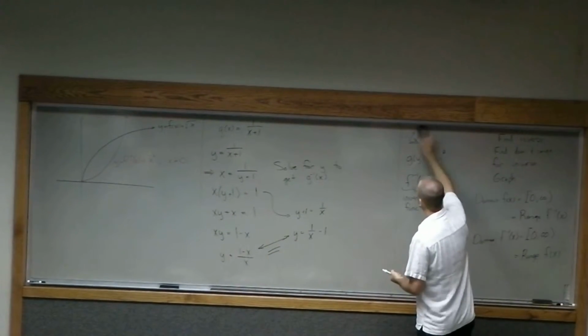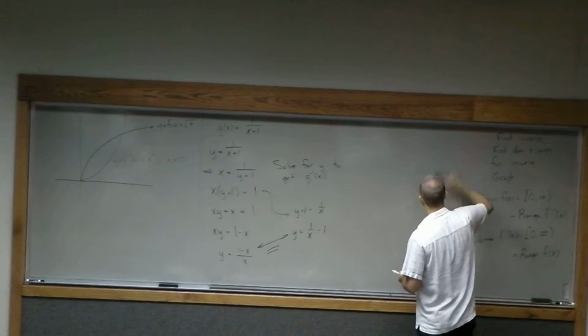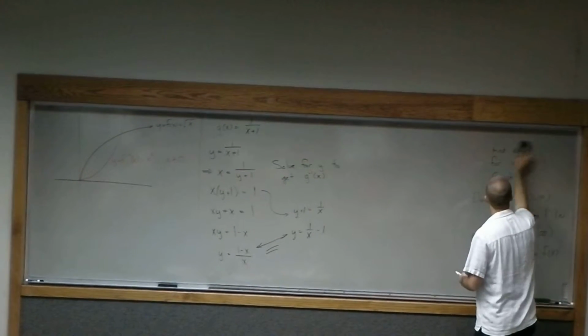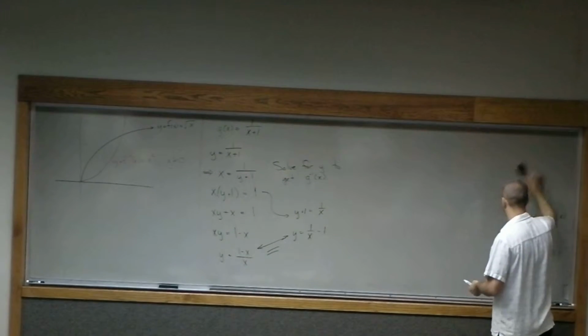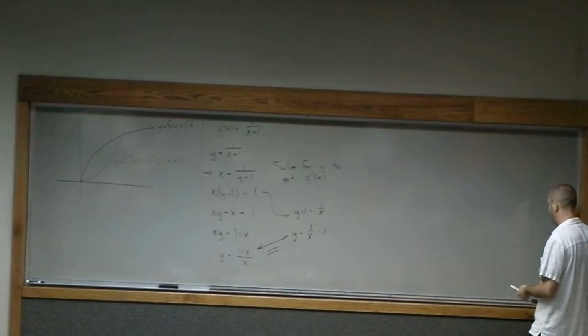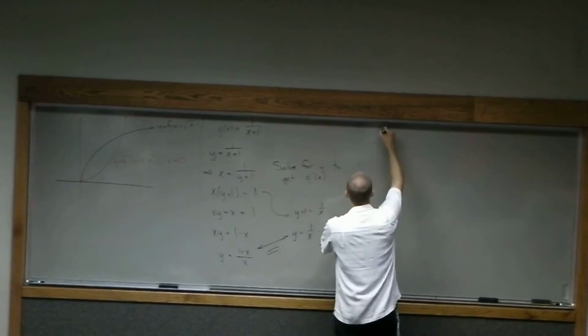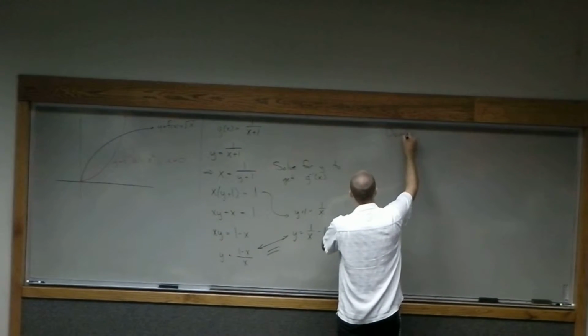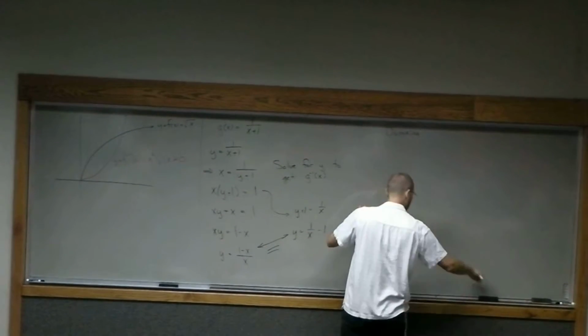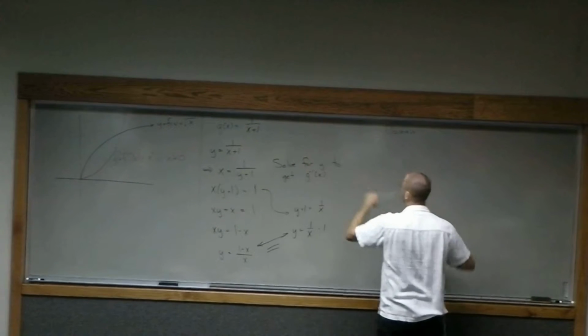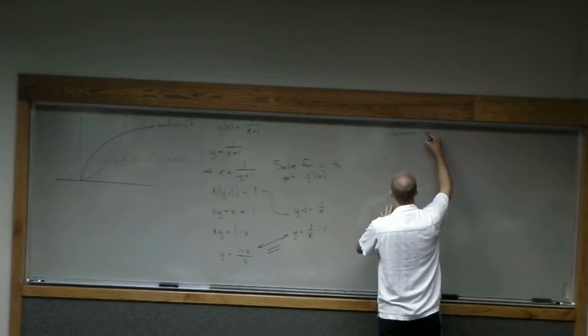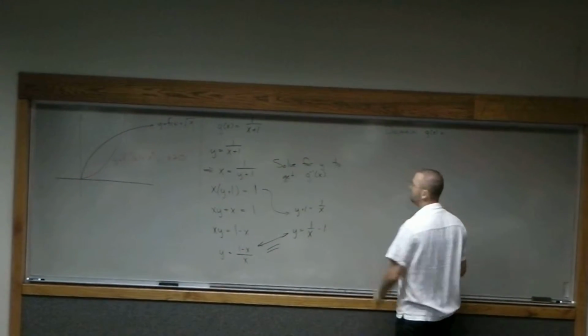All right, so we found our inverse function. Now we want to find the domain and range of the inverse function. Maybe we can start by identifying the domain and range of our original. What is the domain of our g of x? What values can I plug into the g of x function?